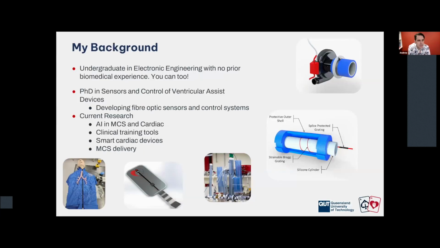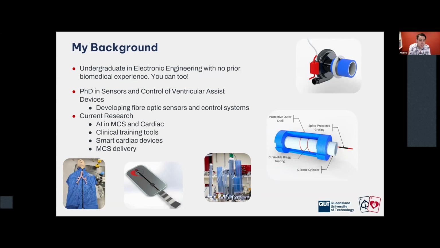Why should you listen to me? My background, I have an undergraduate in electronic engineering with no prior biomedical experience. How did I end up in this field? Mostly by accident. The reason I'm telling you this is because if you're an electrical engineer or a mechanical engineer and you really like this kind of stuff, you too can build a career in the wonderful world of biomedical engineering without having that specific degree. I get this kind of question a lot from my undergraduate students.